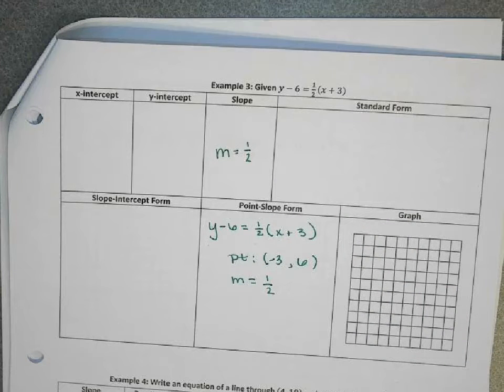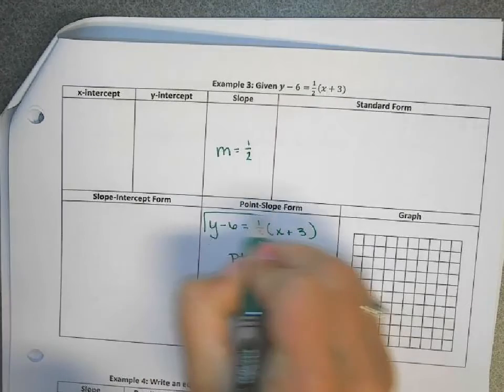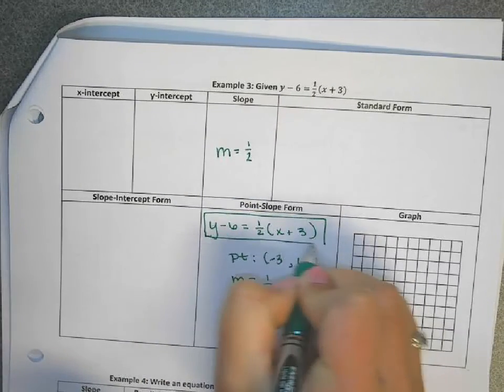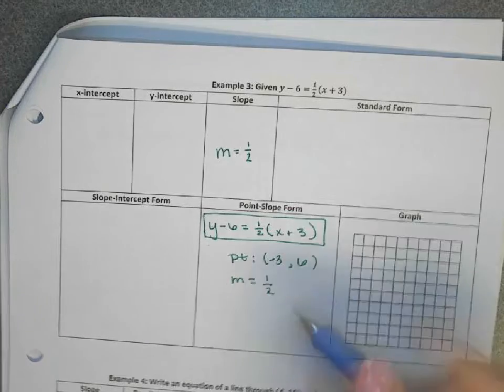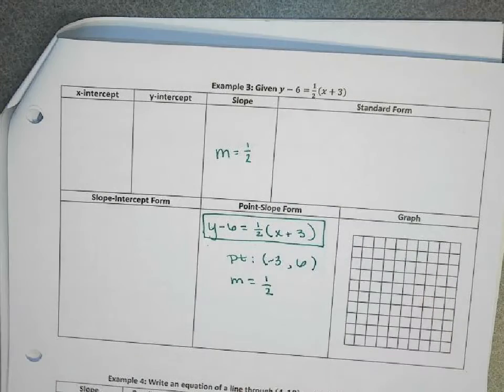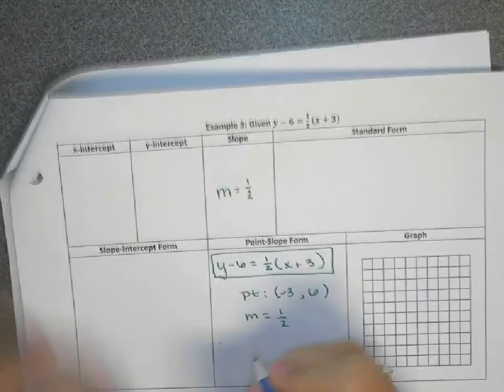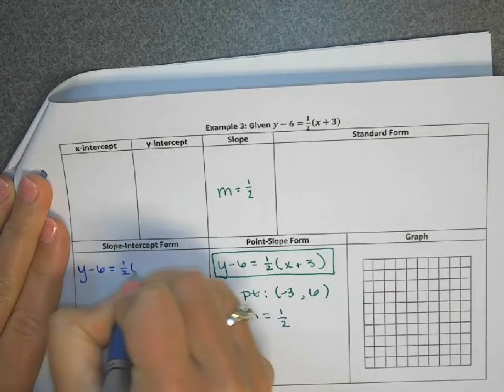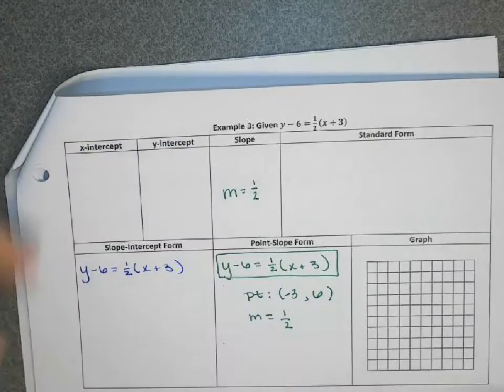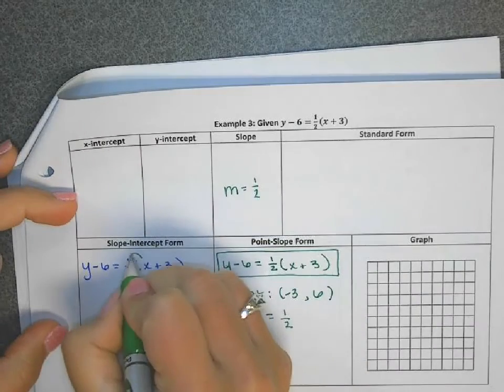Slope-intercept? Okay, so what do we have to do in order to make this look like slope-intercept? Get y by itself. Okay? And we also are going to have to get rid of those parentheses, right? So to go from point-slope, I would first distribute that 1/2. I can rewrite it over here. So that 1/2 is going to distribute.